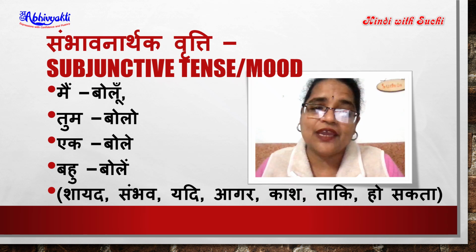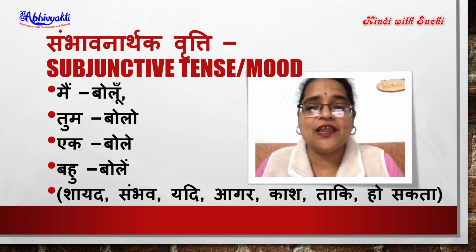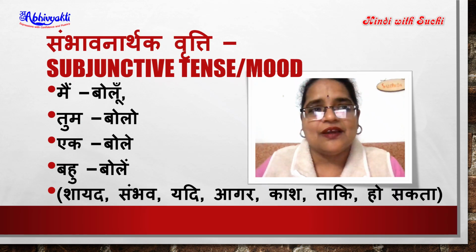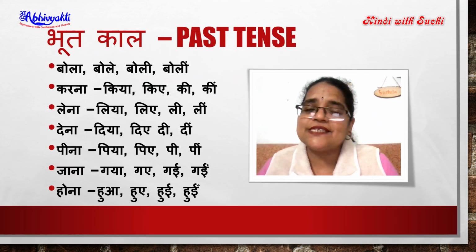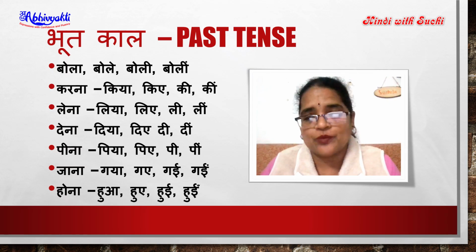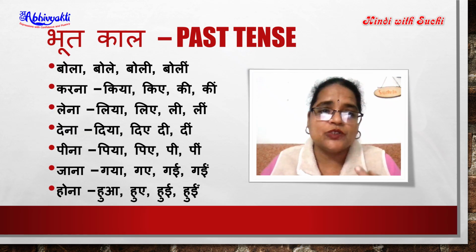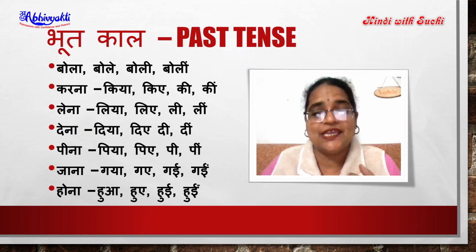शायद वह करे, शायद वह बोले, संभव है वह कल बोले. So it's a condition. The past tense again takes 4 important forms: masculine singular, masculine plural, feminine singular, and feminine plural forms. So, a, e.